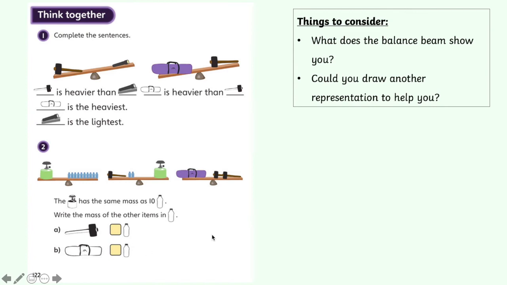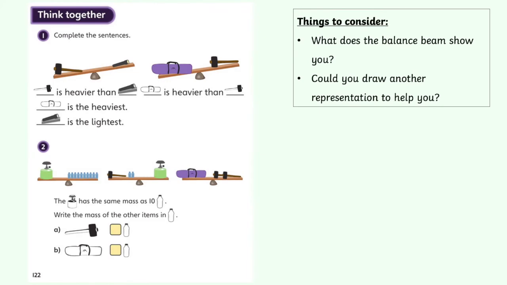Things to think about. I want you to have a go at this. What does the balance beam show you? And could you draw another representation to help you? Think back to the discover and the share. I suggested perhaps you could draw bar models to help you. Have a go at that because I think that will make this a lot easier for you. So have a go at question 2, give it your best shot, click pause here and then click play when you want to see the answers.